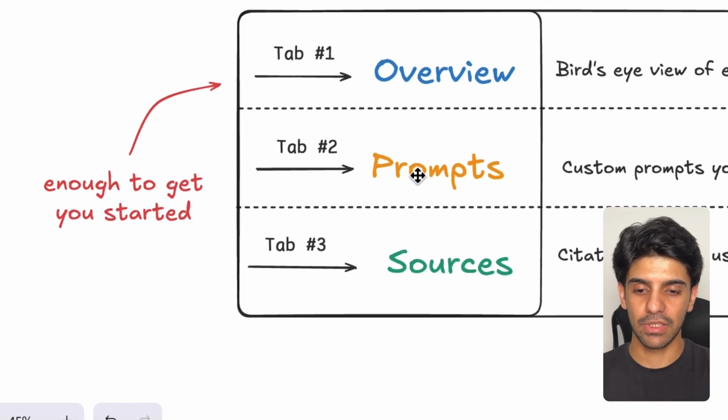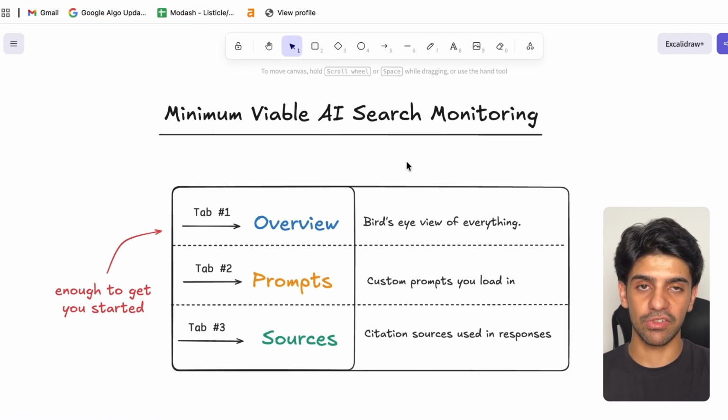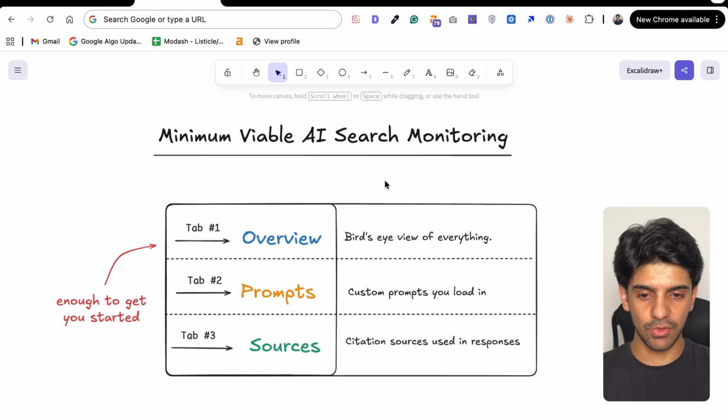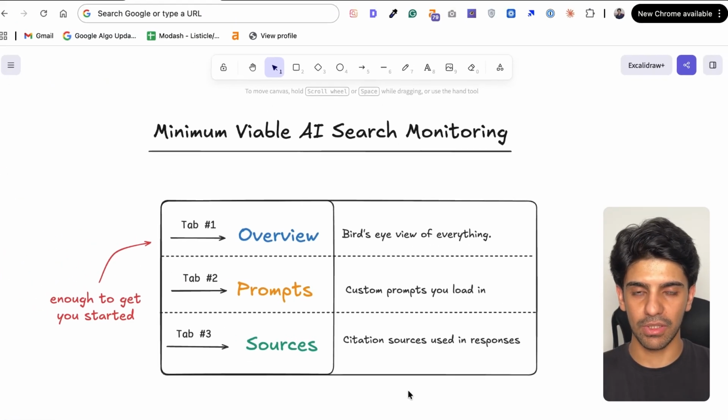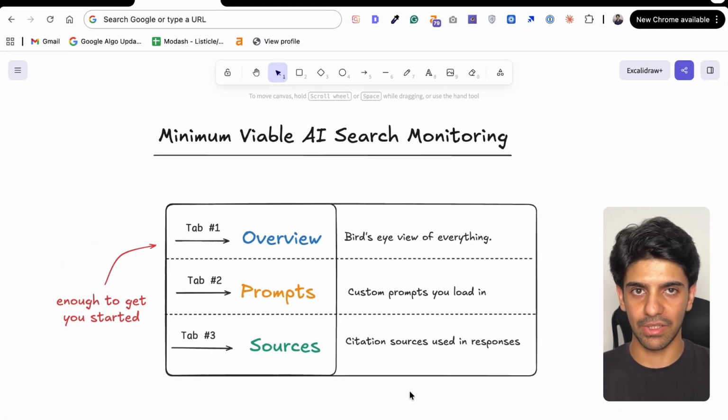The next one is prompts. This is where you load your custom prompts and give this tool the ability to track them over time. Number 3 is the sources. Basically the citations that AI search generates in different models. What are different URLs or domains that it's relying on to come up with those answers?